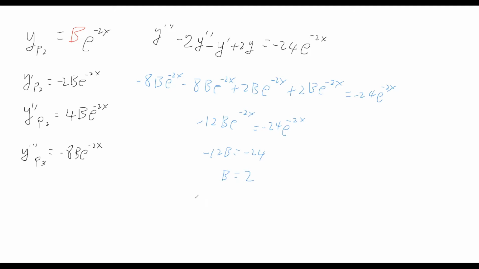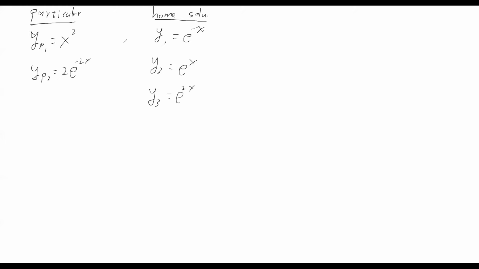All right, then we can say that our second particular solution is going to be 2 times e to the negative 2x, like this. Okay, so we have both particular solutions ready, and we have 3 homogeneous solutions, and we can combine all of them together to get our general solution. Based on our work, we know that the 2 particular solutions look like this, right? And the homogeneous solutions given to us are these, right?